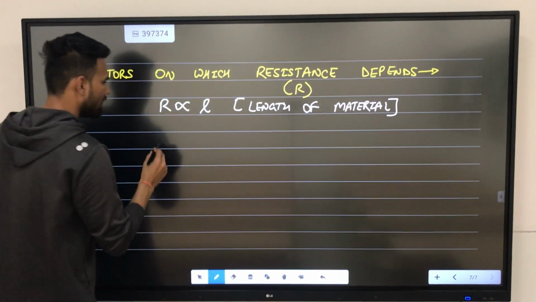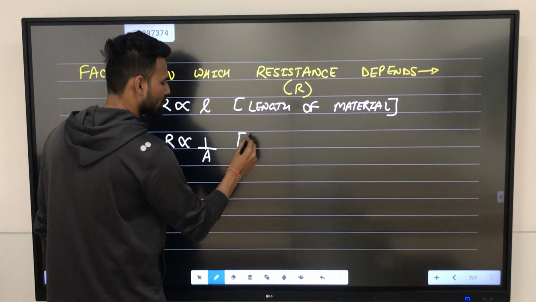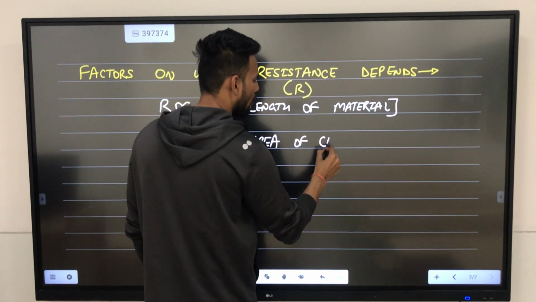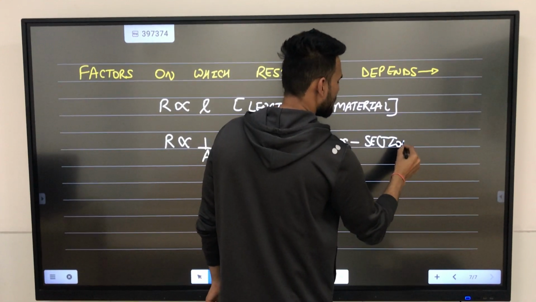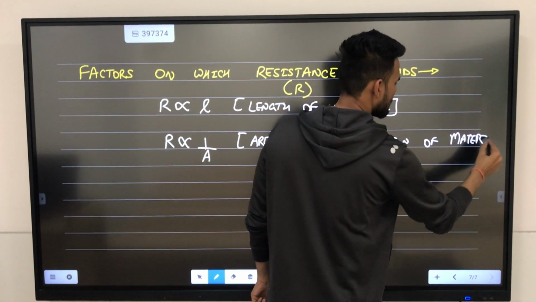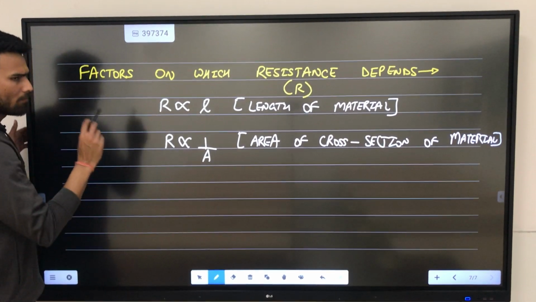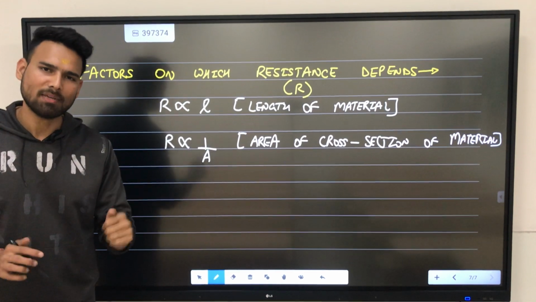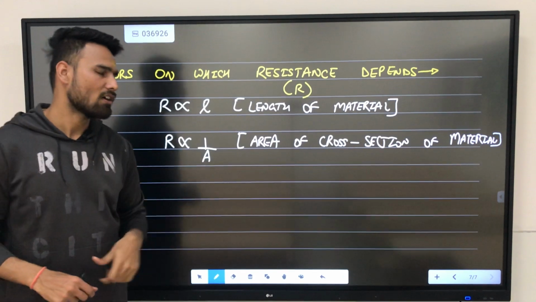And this resistance is inversely proportional to the area of cross section of the material. So the resistance depends on the length of the material as well as the area of cross section of the material. It depends directly proportional to the length and inversely proportional to the area of cross section.